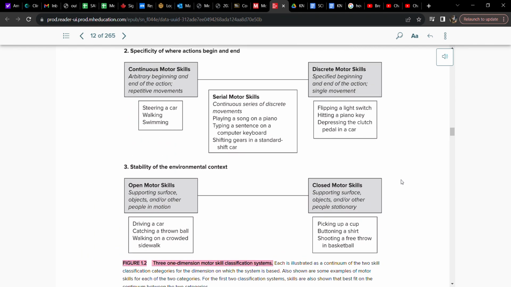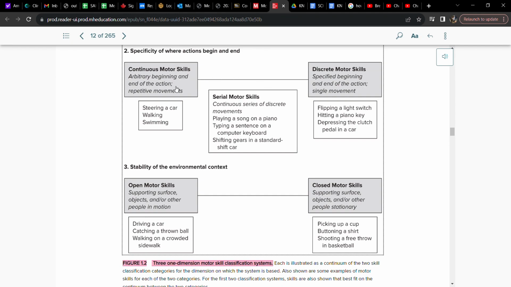So this is a one-dimensional motor skill classification system. All that means is that it's one or the other. It's black or white, right? So you have continuous motor skills or discrete motor skills. You have open motor skills or closed motor skills, right?